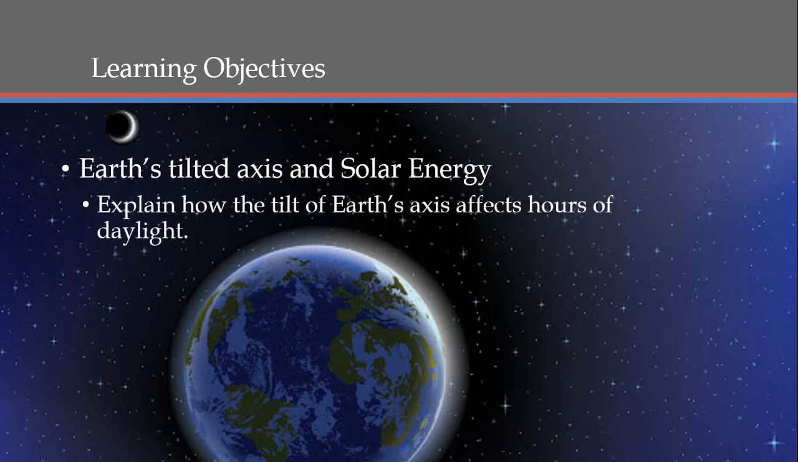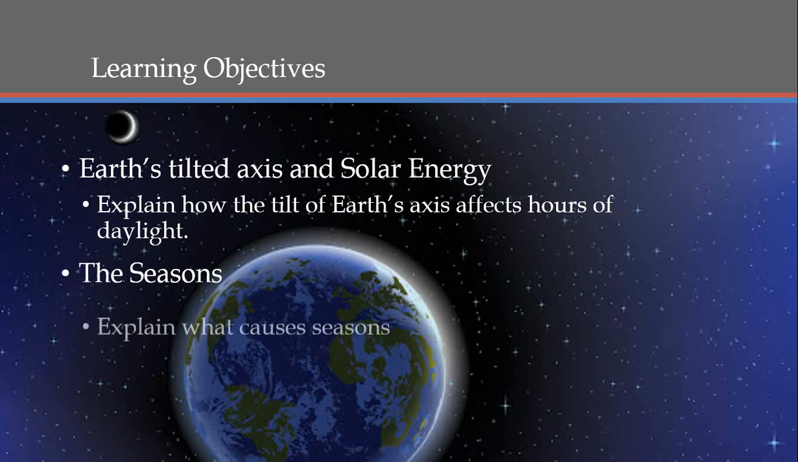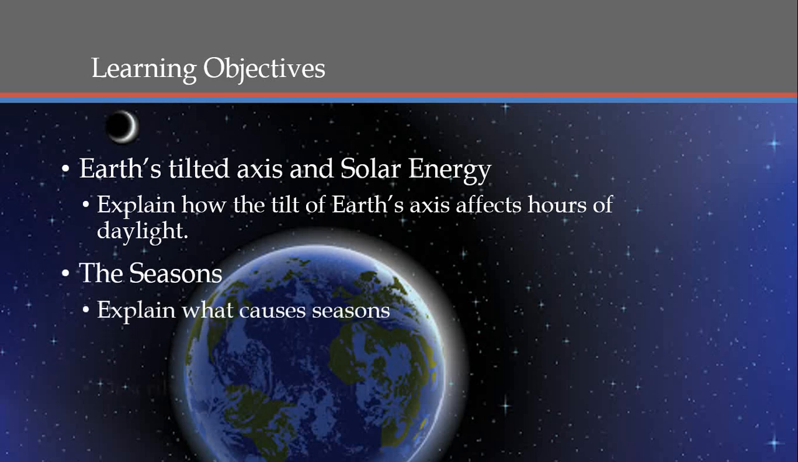Now we're going to explain how the tilt of Earth's axis affects hours of daylight, which parts have more daylight than other parts. We already mentioned that in the first presentation. We're going to revisit it now. And then we're going to talk about the seasons, how the seasons are caused, and then finally we're going to describe what equinox is and what solstice is.